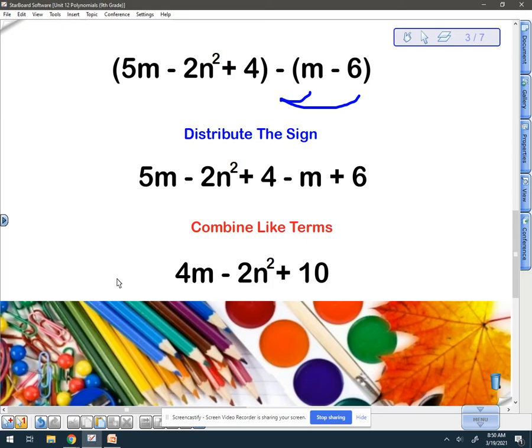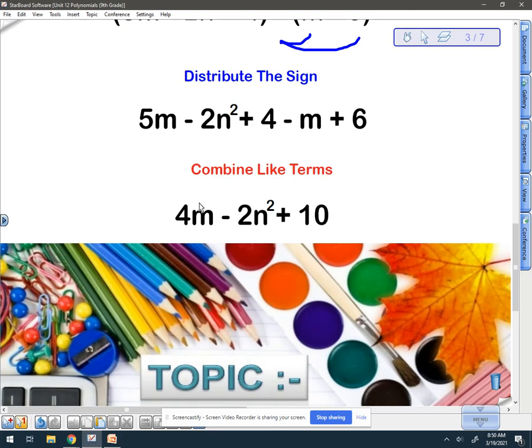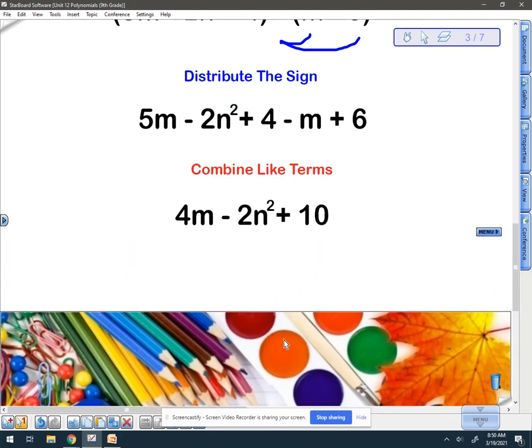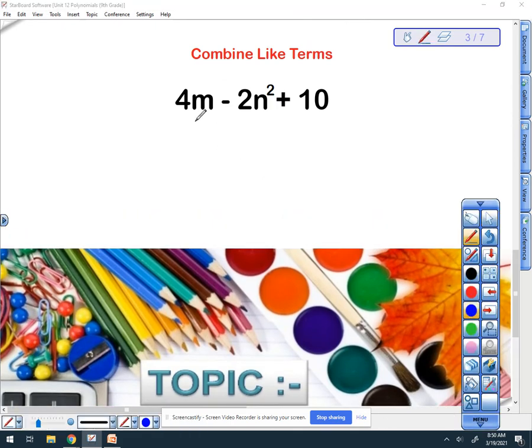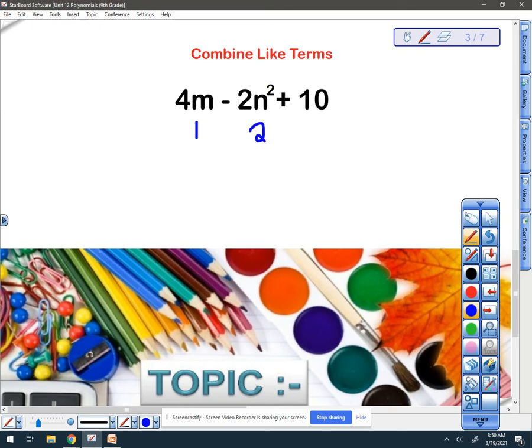Now, normally you would then write it in standard form. So you would need to say, okay, the degree is 1, the degree is 2, and a whole number has a degree of 0. So then put them in order. Your answer in standard form would be negative 2n squared plus 4m plus 10.